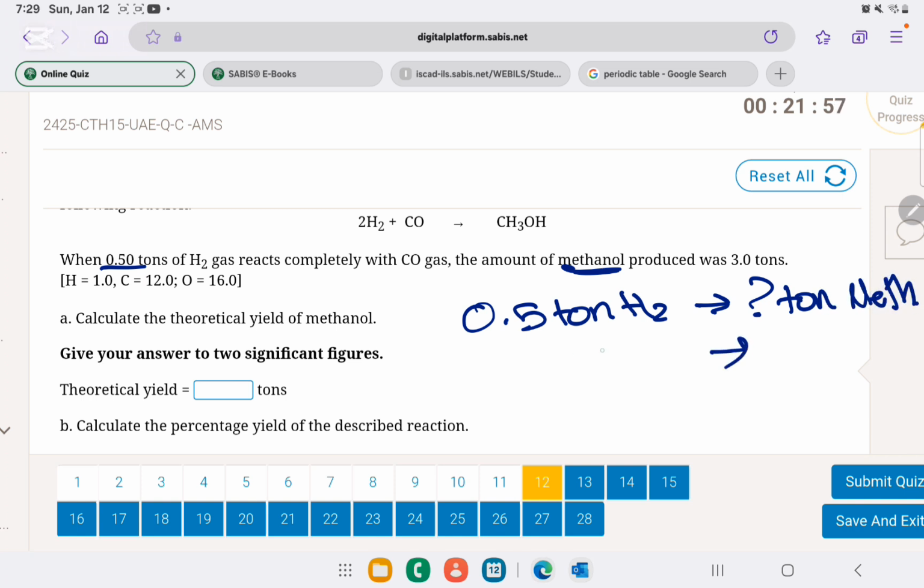And then under the tons of H2, we're just gonna write the molar mass of H2. So 2 times its coefficient, which is 2. And then under the tons of methanol, we're gonna write the molar mass of methanol, which is 32 times its coefficient, which is 1. Now we cross multiply, we're gonna get 4 tons, so that's the theoretical yield.